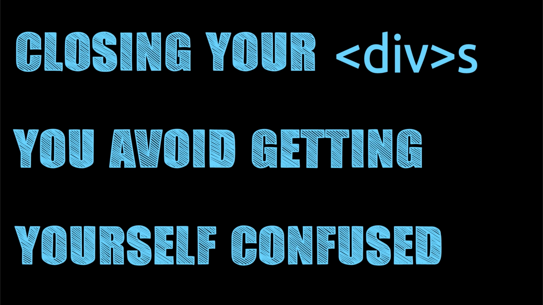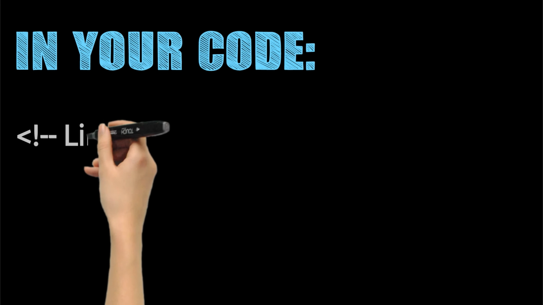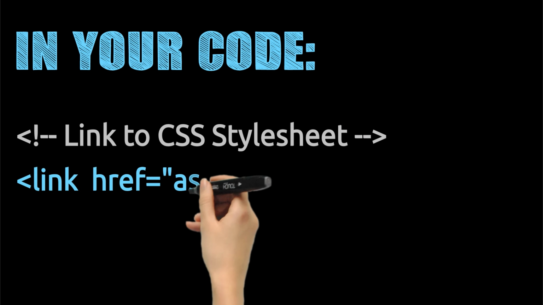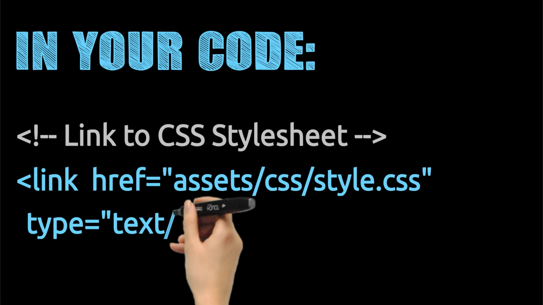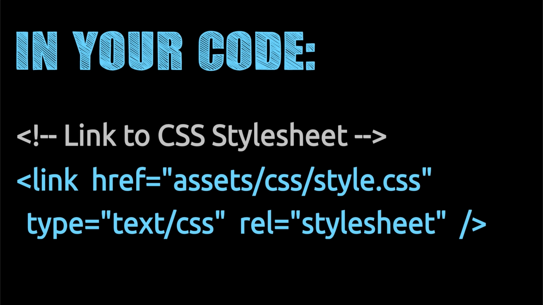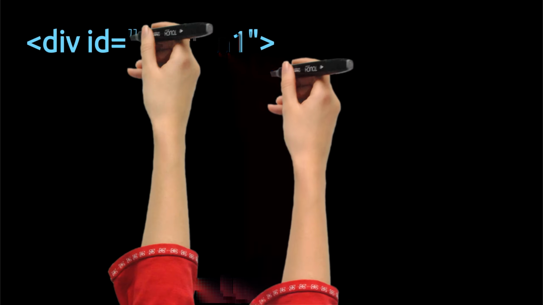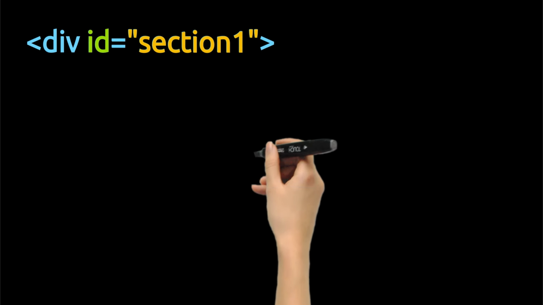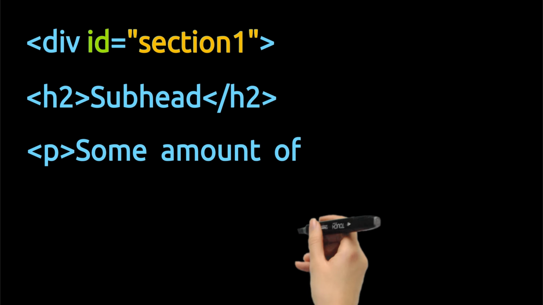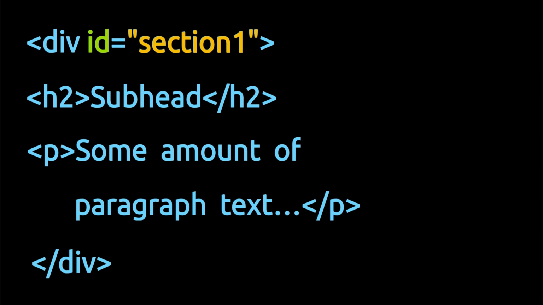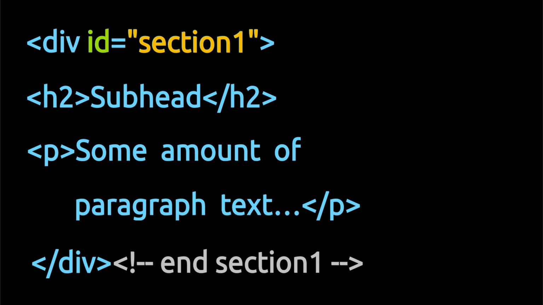Here are some examples of how you might use comments in your code. Comment, link to CSS style sheet. Link tag, href attribute, assets/css/style.css, type equals text/css, rel equals stylesheet. Div, id equals section1, h2 opening tag, subhead, h2 closing tag, p opening tag, some amount of paragraph text, p closing tag, end div, comment, end section 1, and comment.